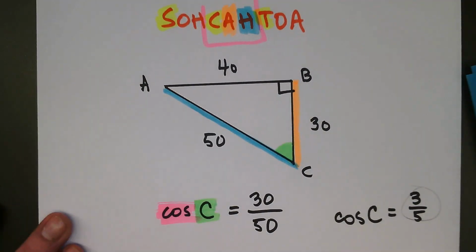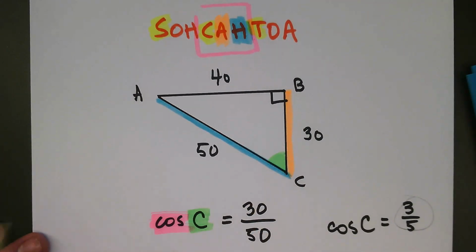You can do it based on what you're seeing, but in the end, the cosine of angle C here in this particular triangle is 3 over 5.